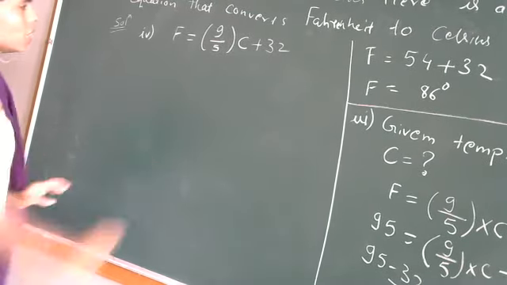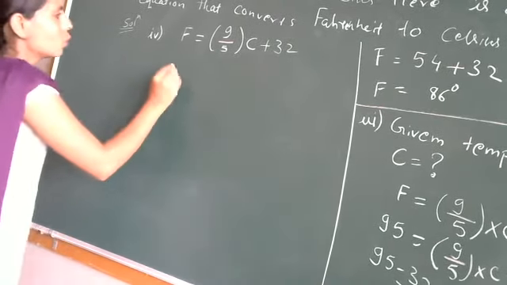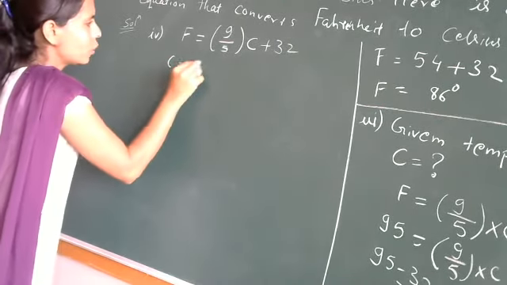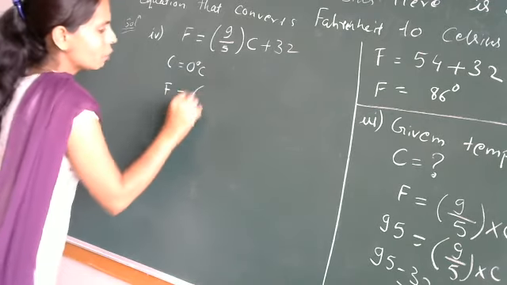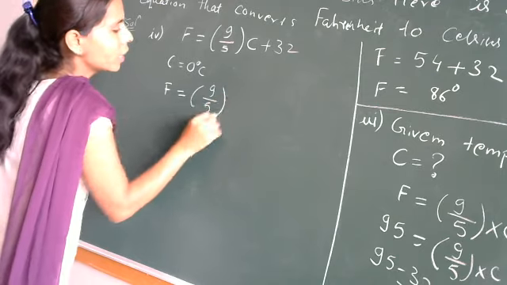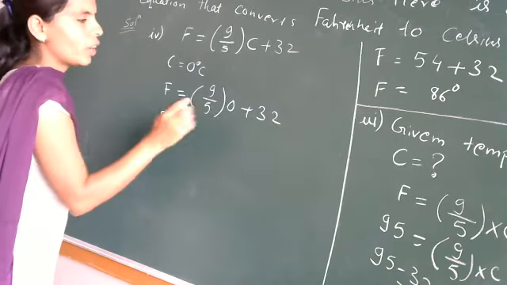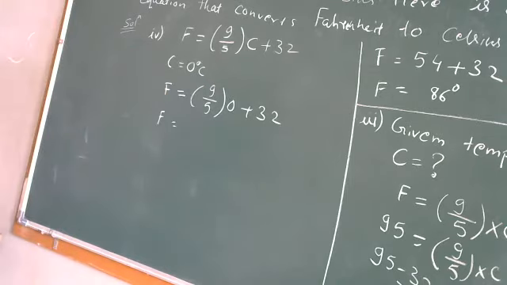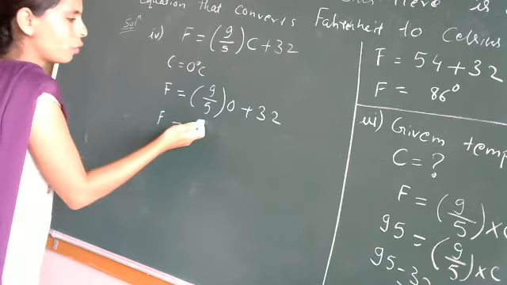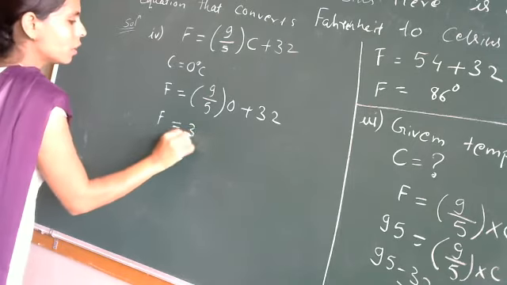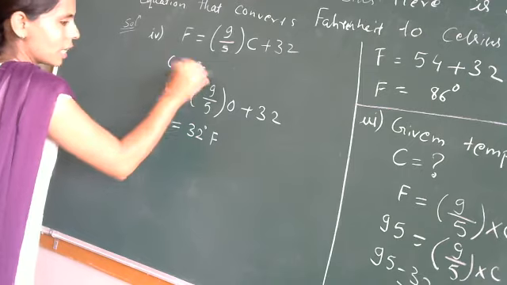Okay, so in this we have to put a value of Celsius as 0 degree Celsius. So we are taking that as 0 degree Celsius. Put this value in this equation. So F is equal to 9 upon 5 into 0 plus 32. So what it will be? We already solved this equation in the first question. 0 into 9 upon 5 is 0. What we remain with? 32 degree Fahrenheit when you put the value of Celsius as 0.